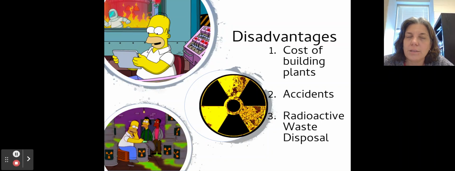And then the third disadvantage is you have to dispose of the radioactive waste. When those fuel rods get spent and they can't do any more nuclear reactions, they still have to be put somewhere, and they are highly, highly radioactive for probably hundreds to thousands of years. So we just can't leave them anywhere because they would contaminate and make people sick. So those are the disadvantages of nuclear power.